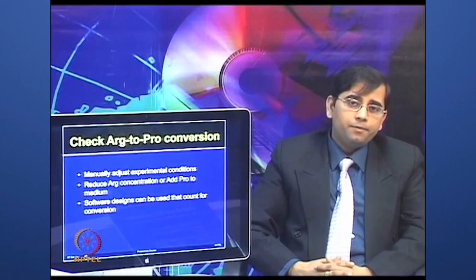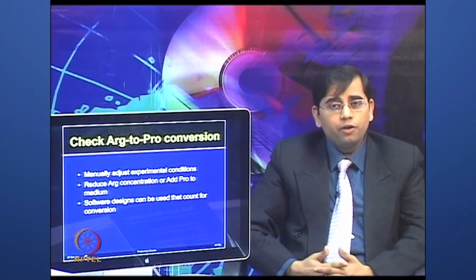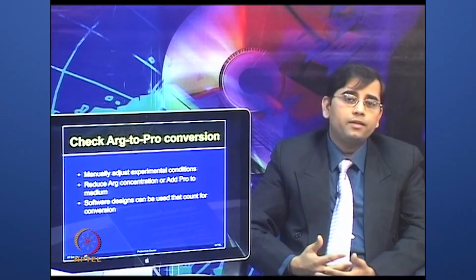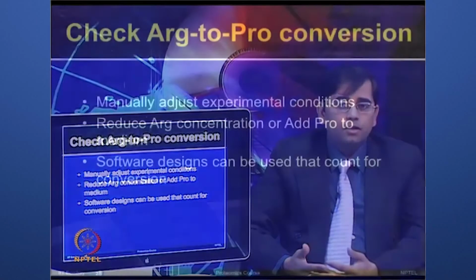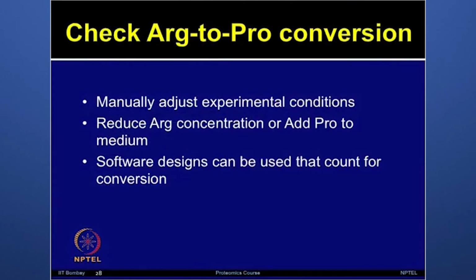During SILAC experiments, one also needs to check for the arginine to proline conversion, and these could be manually adjusted for the experimental conditions. One may need to reduce the arginine concentration or add proline to the medium to overcome such issues. Now, there are some software designed which can be used for counting these arginine to proline conversions, and then experimental conditions can be adjusted accordingly.